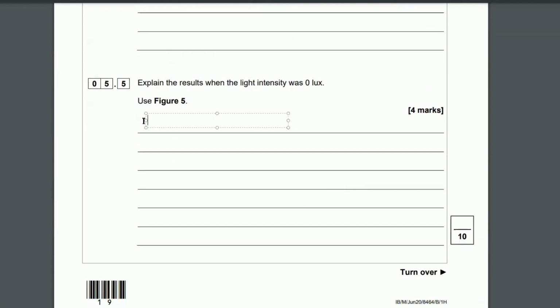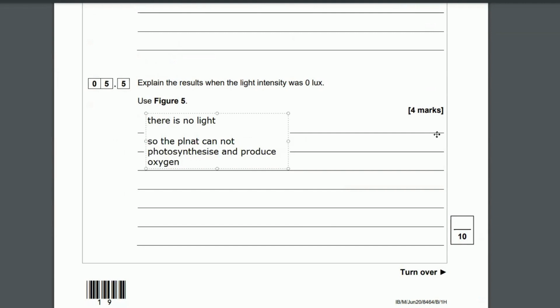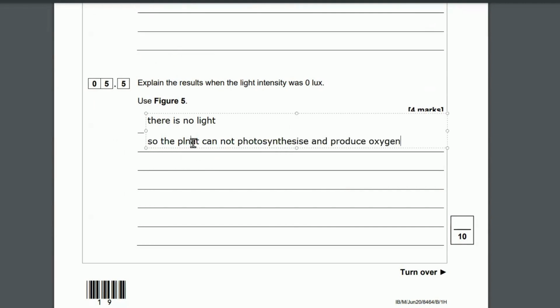So, what we want to say here is there is no light, so the plant cannot photosynthesize and produce oxygen. There's a couple of reasons why this is getting you the marks. The examiner finds out that you know that light is needed for photosynthesis. So they go, good, they've tested you on that. Is light needed for photosynthesis? Yes. And they've tested you to know that photosynthesis produces oxygen. So lots of marks there. There's no light. The plant can't photosynthesize, therefore it can't produce oxygen.